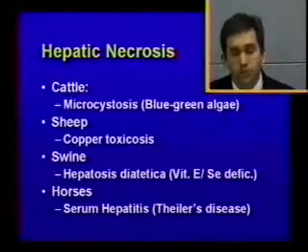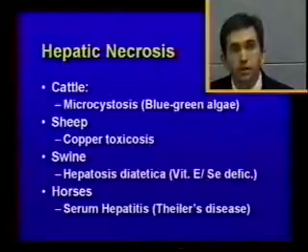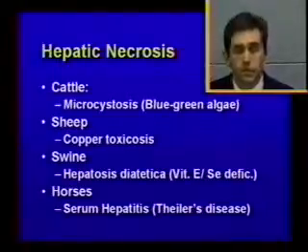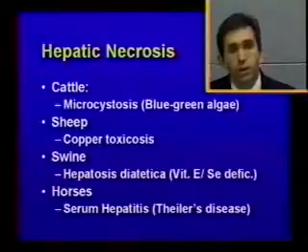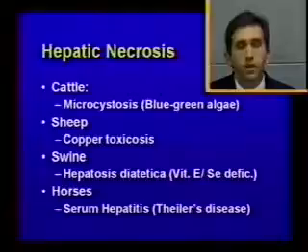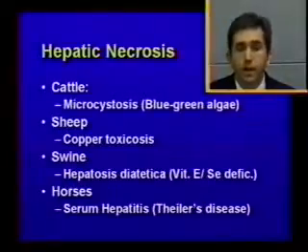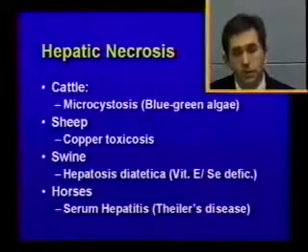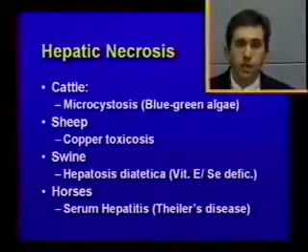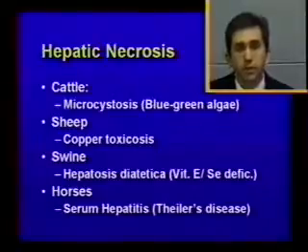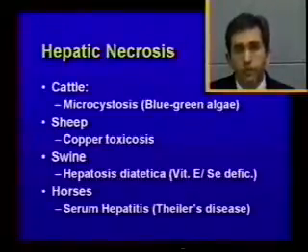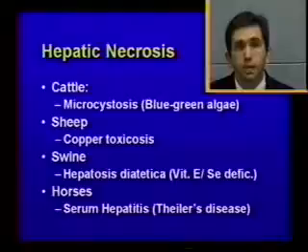Horses develop a condition known as serum hepatitis, also known as Tyler's disease. This is a disorder where the horse usually has been administered some sort of drug that has been derived from horse serum. This might be a tetanus antitoxin, for instance. The result is, in a small percentage of animals that receive this treatment, they develop a very severe hepatic necrosis, hemorrhage, and if they live long enough, they develop hepatic fibrosis.